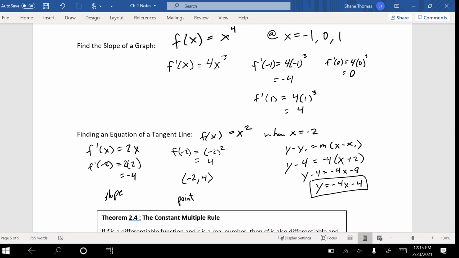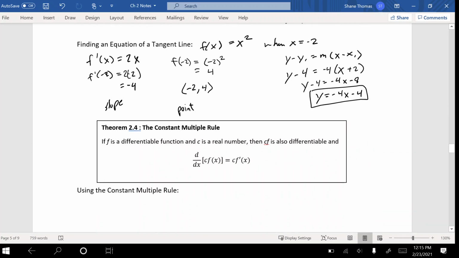All right. Let's go on to the next one. Constant multiple. Hoping to get 2 more in. All right, so the constant multiple.